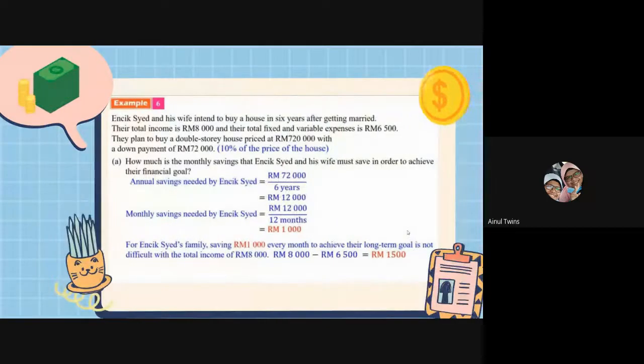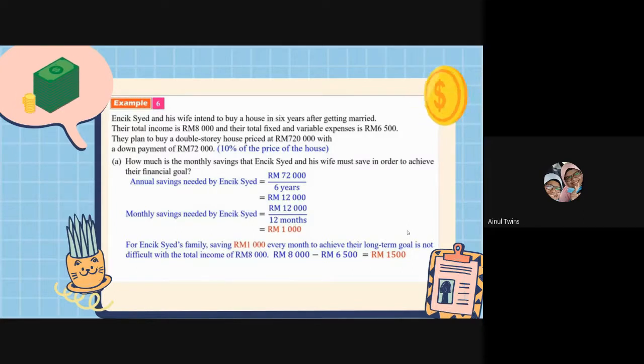Okay, let us look at example 6. Encik Said and his wife intend to buy a house 6 years after getting married. Their total expenses are 6,500 ringgit. They both plan to buy a double story house priced at 720,000 ringgit with a down payment of 72,000 ringgit. Usually the down payment is 10% of the price of the house.